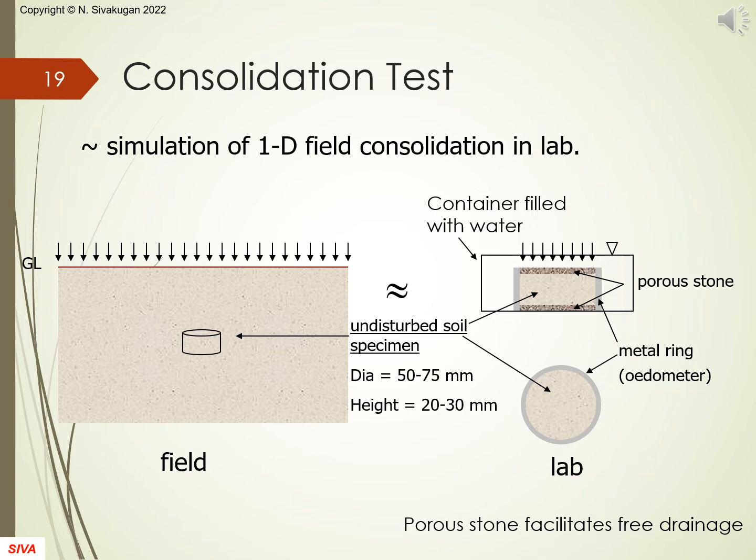The ring is submerged in water to ensure saturation during the test, and loaded in increments, and the settlement is measured with time, ideally over 24 hours for each load increment. The consolidation apparatus is also called an odometer.